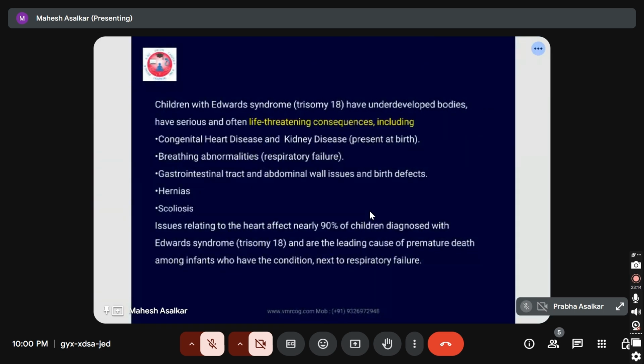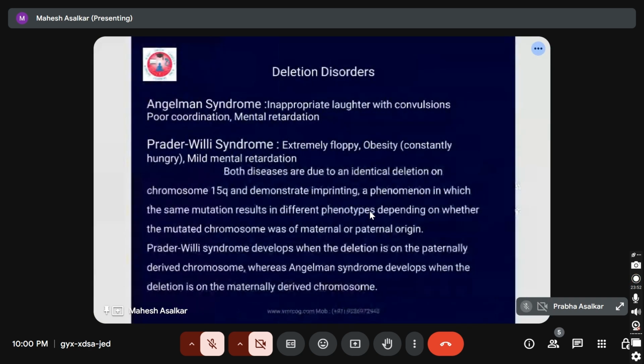Children with Edwards syndrome have underdeveloped bodies, have serious and often life-threatening consequences, including congenital heart disease and kidney disease, breathing abnormalities, gastrointestinal tract and abdominal wall issues and birth defects, hernias, scoliosis. Issues relating to the heart affect almost 90% of children diagnosed with Edwards syndrome and are the leading cause of premature death among infants who have the condition, next to respiratory failure. So the first cause is respiratory failure and the second cause is heart disease. So these are the common features seen in Edwards syndrome.